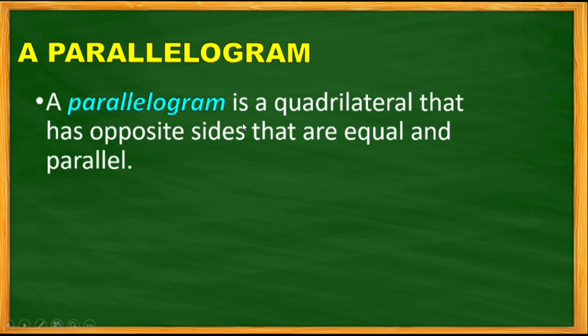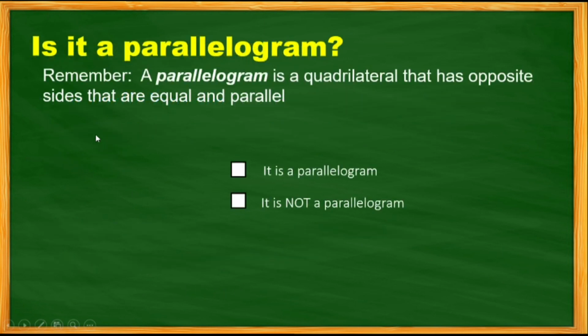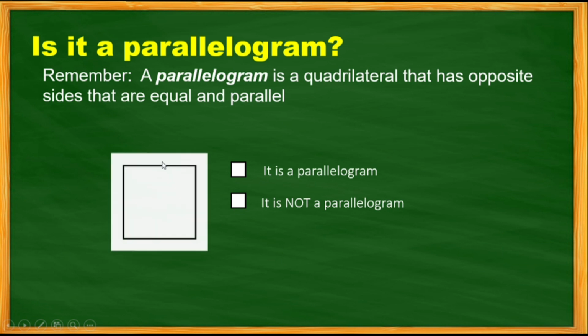Okay. A parallelogram is a quadrilateral that has opposite sides that are equal and parallel. Again, a parallelogram is a quadrilateral that has opposite sides that are equal and parallel. Which of the following quadrilaterals are parallelograms? So, it is a parallelogram. This would be a figure. Remember, a parallelogram is a quadrilateral that has opposite sides that are equal and parallel. Let's check. So, it is a parallelogram.